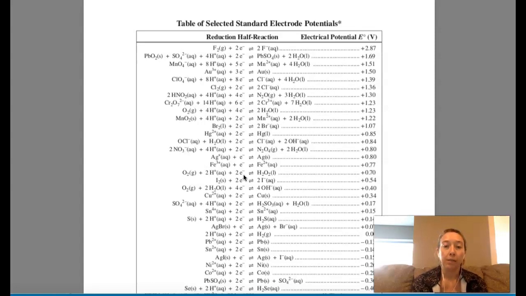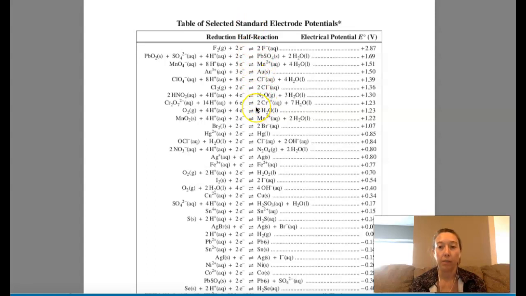So what that means for my agents, remember we said they were backwards. If these are all reduction half reactions, that means that all of these on this side of the arrow, or this side of the page, the left side, are all going to be oxidizing agents. If we read backwards, which is why these all have double-headed arrows.